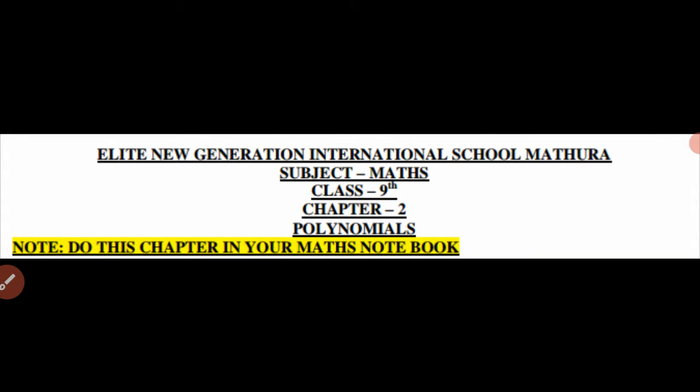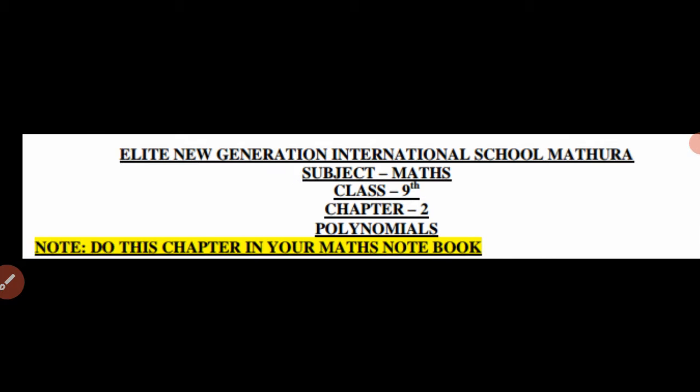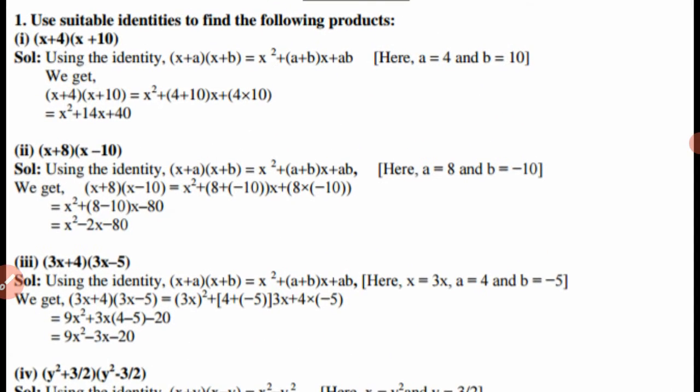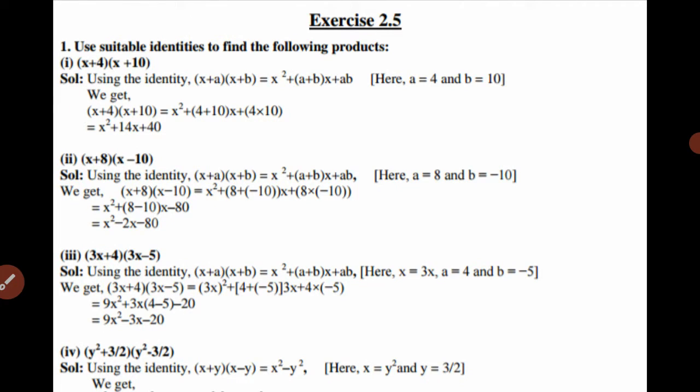Today we are going to start the next exercise of chapter 2, Polynomials. Now exercise number 2.5. Before that we have completed our 4 exercises. So in exercise 2.5, see question number 1. In question number 1, use a suitable identity to find the following product.